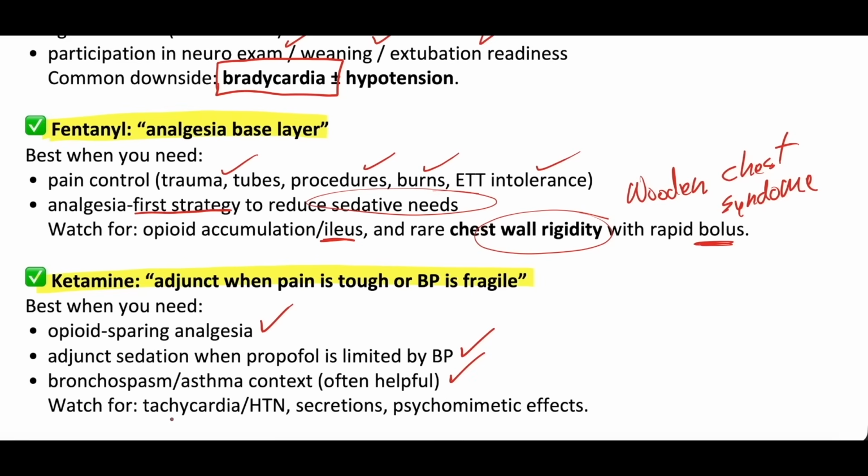But make sure you watch out because it can cause tachycardia and hypertension. So if you have someone with aortic catastrophe or hypertensive emergency, probably not the best drug. It also will increase secretions, so be aware of that. And then it can cause psychomimetic effects. So if you have someone actively psychotic, layering on ketamine is probably not the best idea.